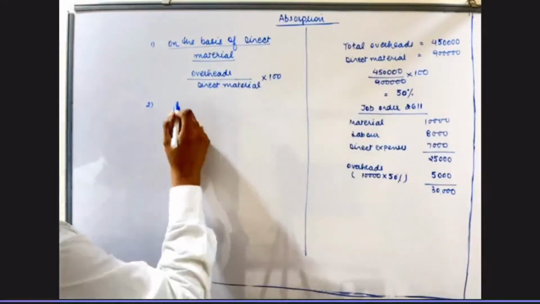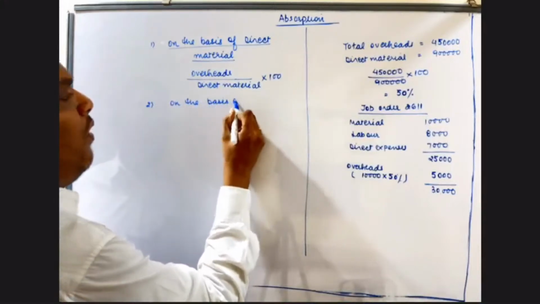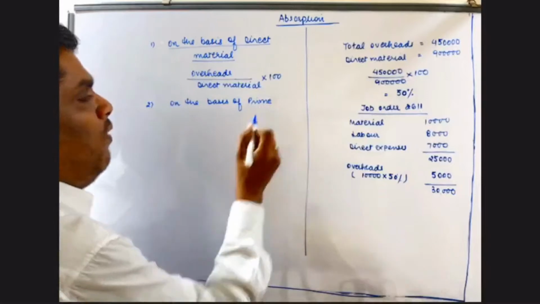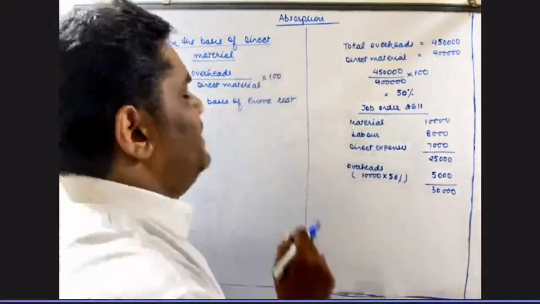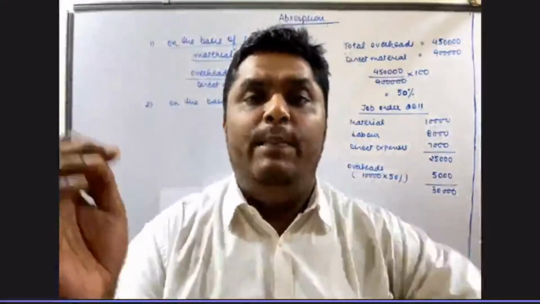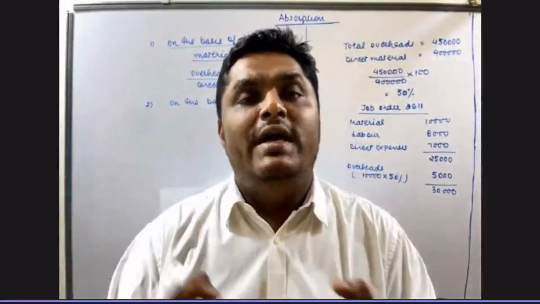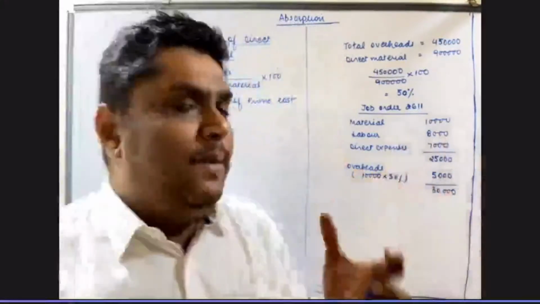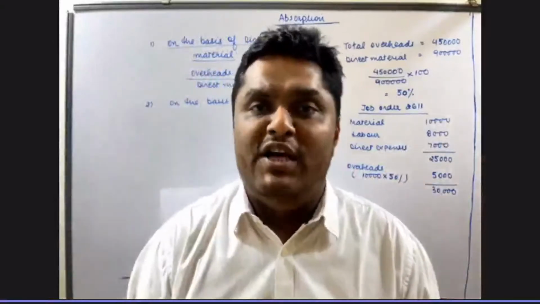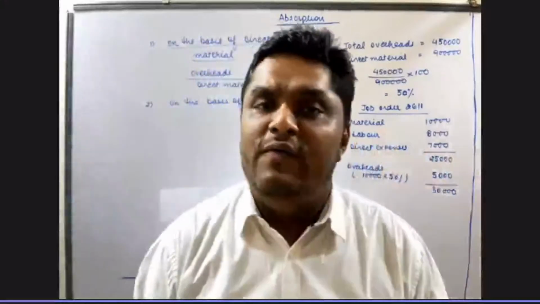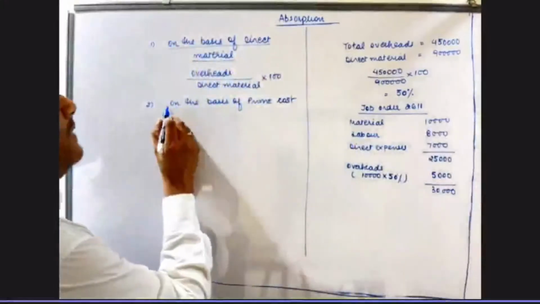Now, it can be absorbed on the basis of prime cost. One more point I want to discuss about this basis of absorption. See, if the department is material intensive, wherein the major cost is related to material, I mean the production department uses more material and is material based, therein we use this method of absorption, wherein we absorb the overheads on the basis of direct material. Further, it can be absorbed on the basis of prime cost also.